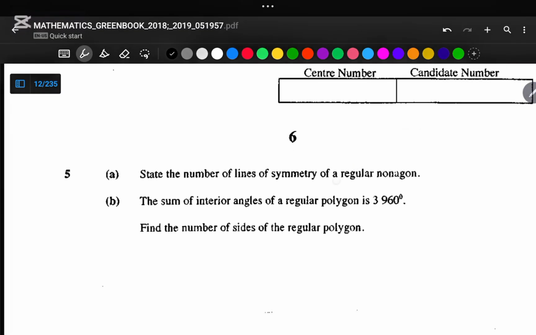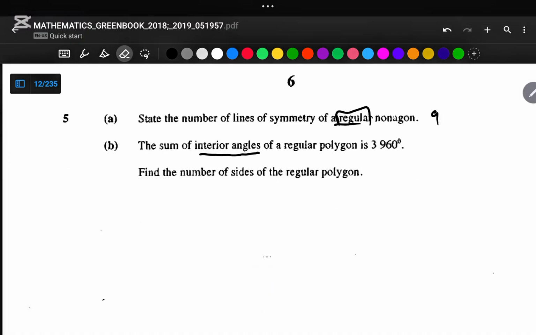So question number 5 says, state the number of lines of symmetry of a regular nonagon. So when we are having a regular polygon, it simply means that all sides are equal, and we are having a nonagon. A nonagon is a polygon that has 9 sides. So if we are having a regular shape that has 9 sides, this simply means that we are having 9 lines of symmetry. 9 equal sides, 9 lines of symmetry.